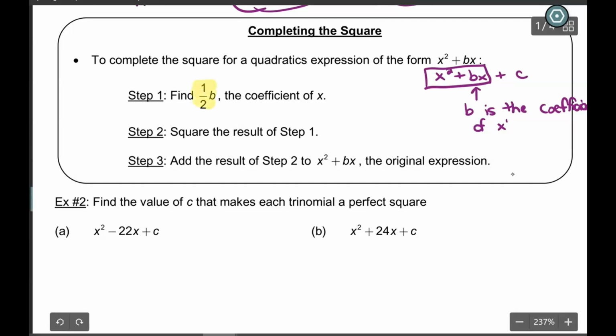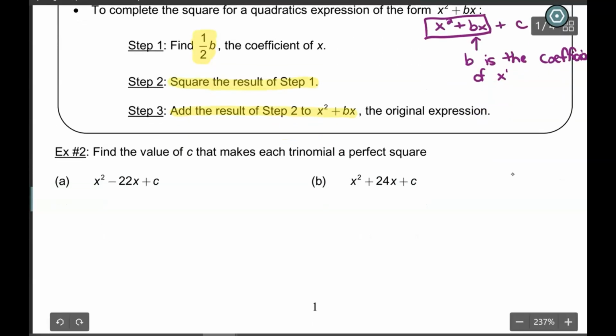We're going to find what half of b is. So we're going to take half of that coefficient of x, and then we're going to square the result of step 1, and then add the result to the end of the expression. Again, it sounds a little confusing in the beginning, so of course we'll do some examples.